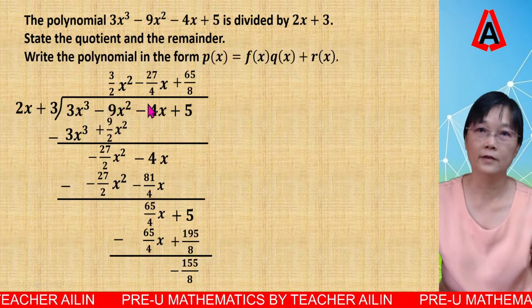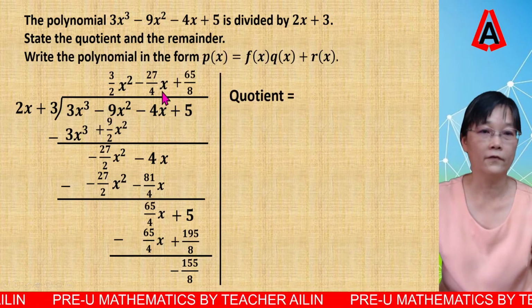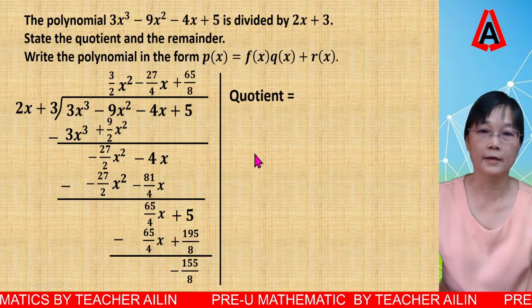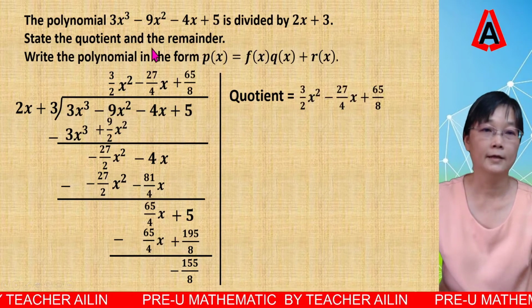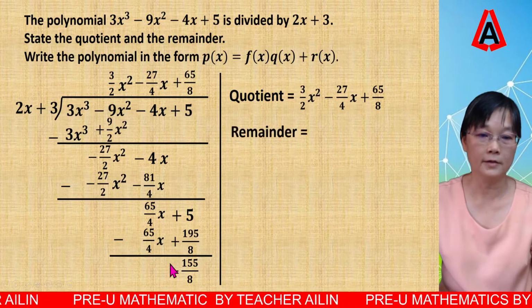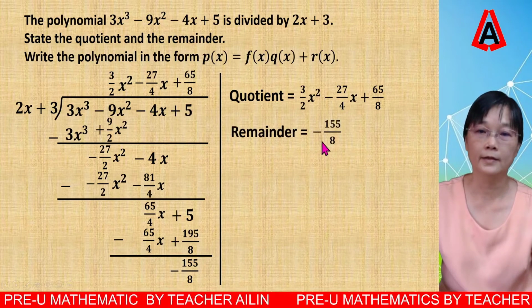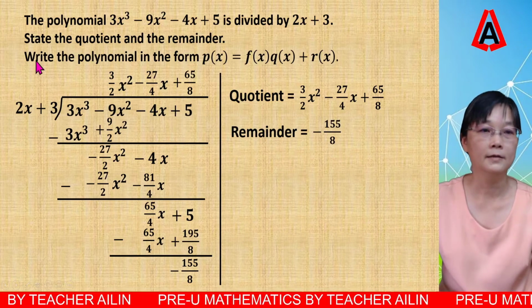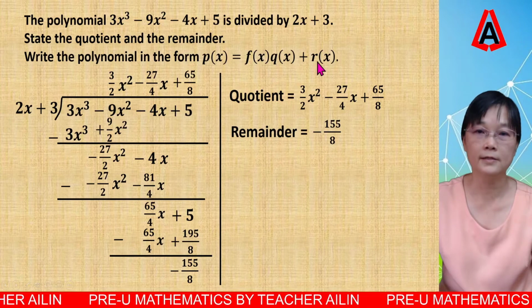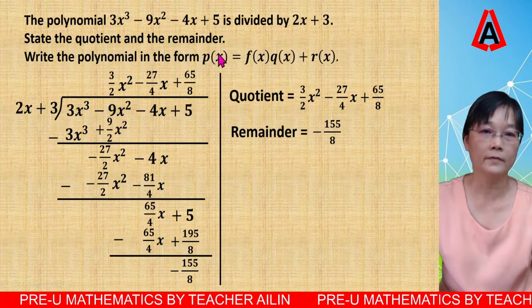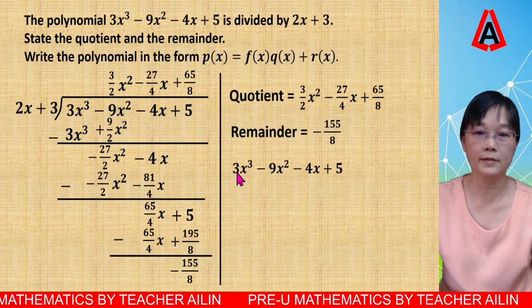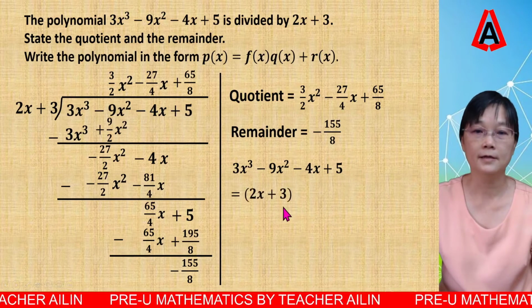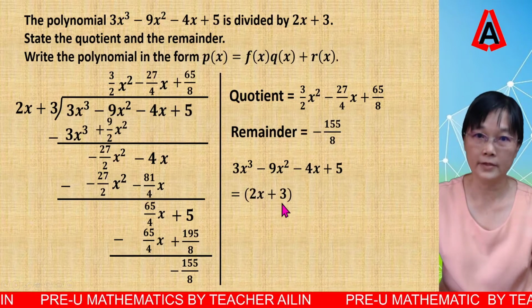Now we have finished the long division. From the result, the quotient is this one. Therefore, this is the quotient. Then for the remainder, based on the calculation, the remainder is negative 155 over 8. And we write the polynomial in this form. We start from the polynomial. The polynomial is this one, equal to the divisor, the divisor is 2x plus 3.